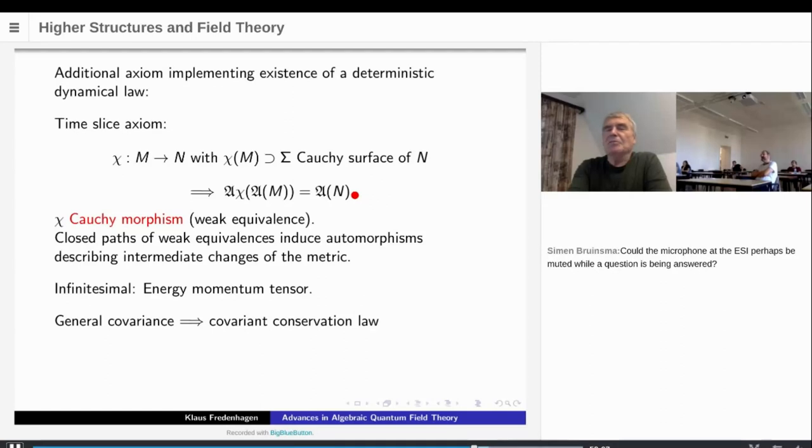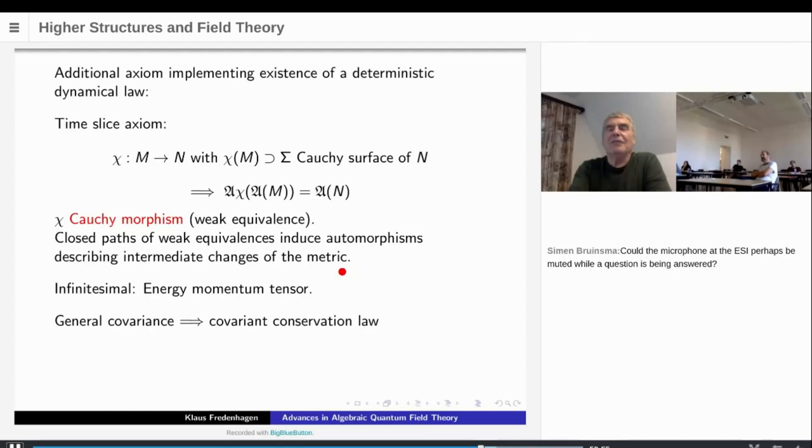So you can take this as an additional assumption, which corresponds to the idea that you have unique solutions of the initial value problem in classical field theory. Now, such embeddings have been called Cauchy morphisms. And they can be considered as weak equivalences in the sense of category theory. In particular, we can look at their formal inverses, which then become really inverses after applying the functor A to it.